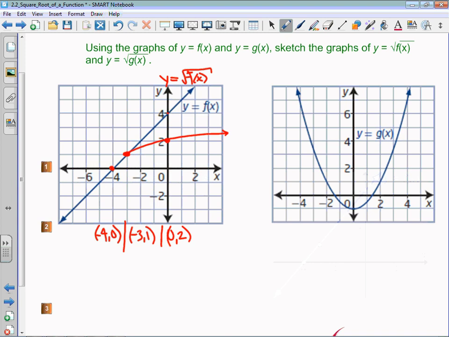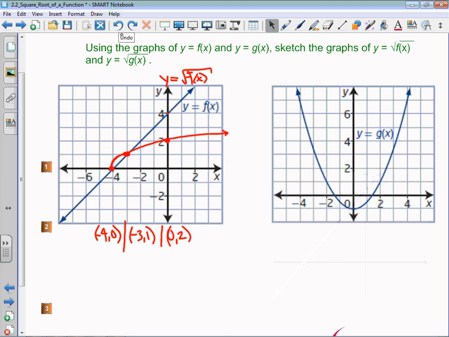But to the left of that point, in between negative 4 and negative 3 for x values, my function is in between 0 and 1. So my radical function should be above it. The one thing that you shouldn't do is exaggerate that curve. Don't go out and back, because now you're saying that those x values right here are okay, which they're not. And we'll talk about why that is.